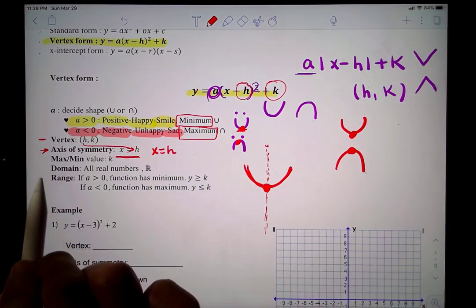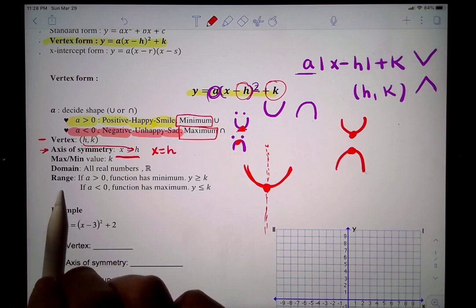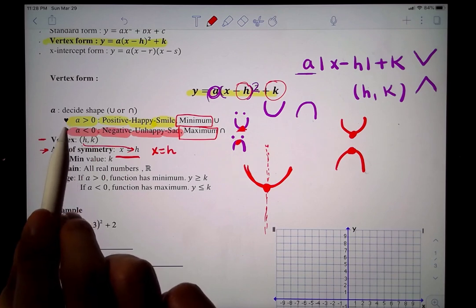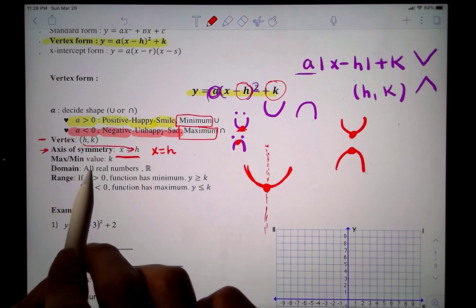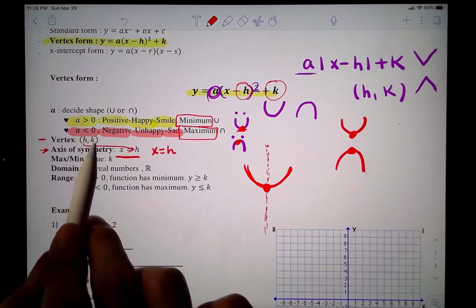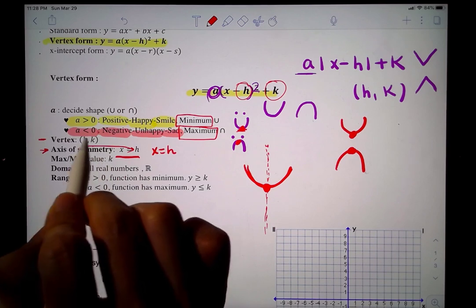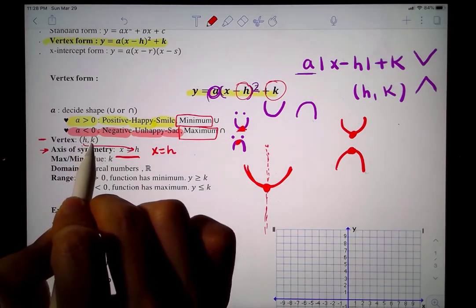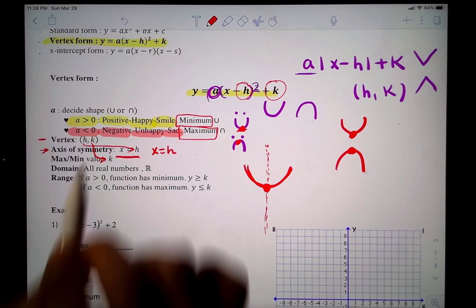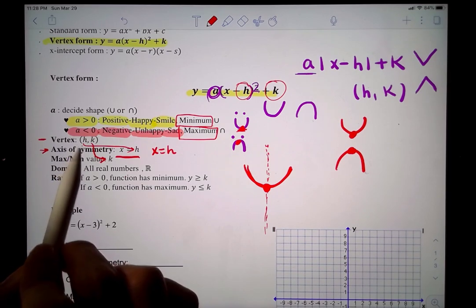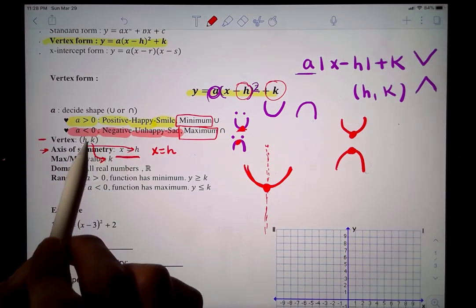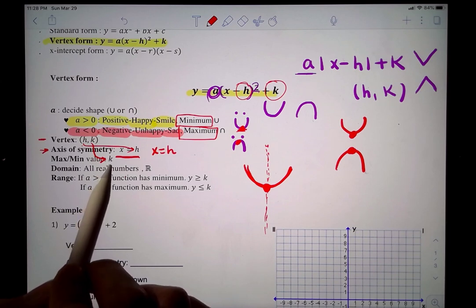And our minimum or maximum value. So it depends on your a. If a is positive, you will get a minimum value. If a is negative, then you get a maximum value. And the minimum or maximum value is the y-coordinate of the vertex. Okay? X for axis of symmetry, y value for maximum or minimum value.